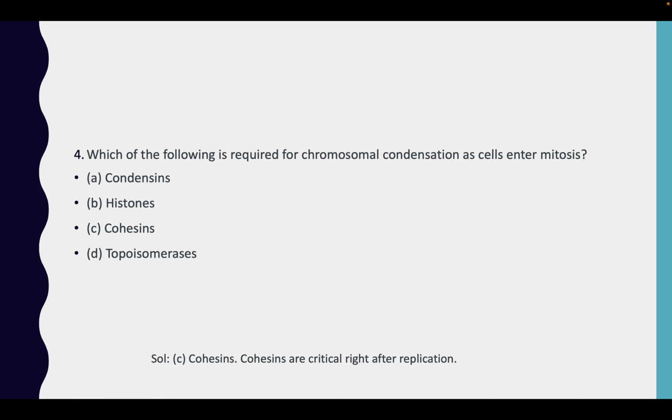While cohesins are crucial for holding sister chromatids together during mitosis, they do not mainly have a role in the condensation. Although they are critical right after the replication, the major role in chromosomal condensation will be linked with the condensins. They actively participate in the process of chromosome condensation by compacting DNA into tightly coiled structures.